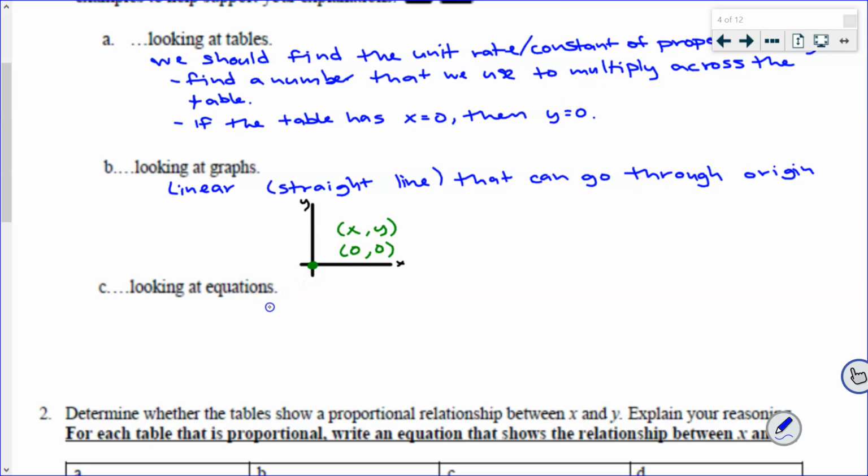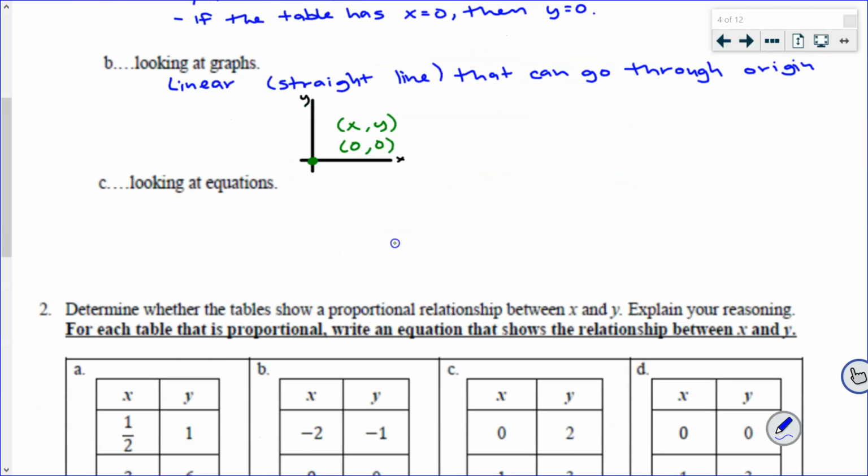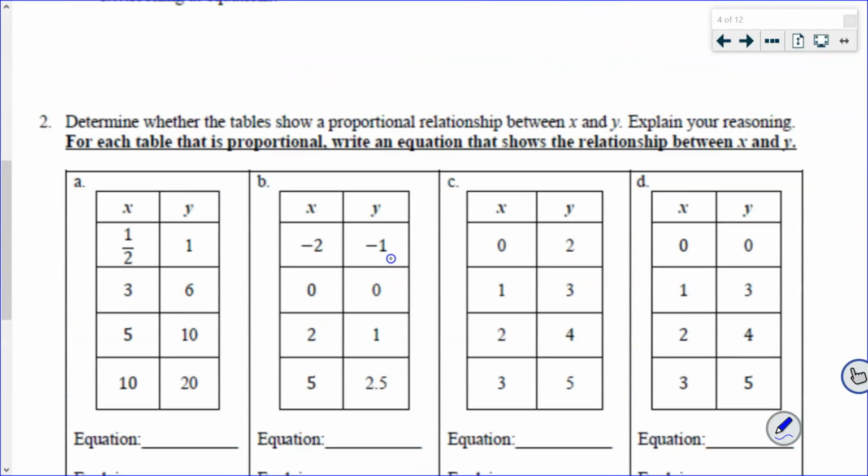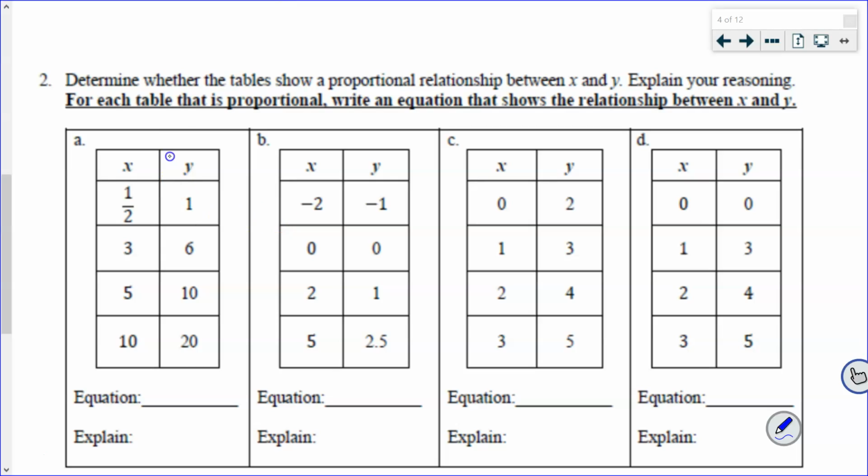We're going to come back to the equations in just a second, but I want to practice the things that we just talked about. Here are a bunch of tables. It says determine whether the tables show a proportional relationship between x and y. Just a brief explanation is good because I know you have a small amount of space there. And then for each table that is proportional, let's make sure that we're also practicing that skill of writing the equation. Let's start with the first one.